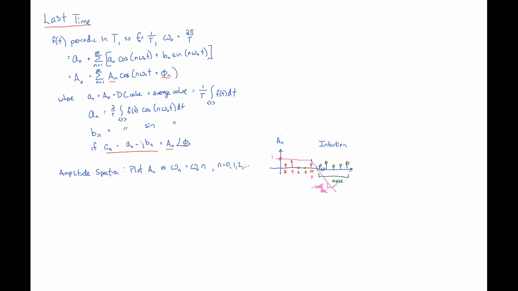Then we also talked about phase spectra. And that's the plot of phi sub n versus all this. And there's less intuition there. That's saying for a zero phase input signal, how much will that passed signal, after it goes through your filter, be shifted left or right?